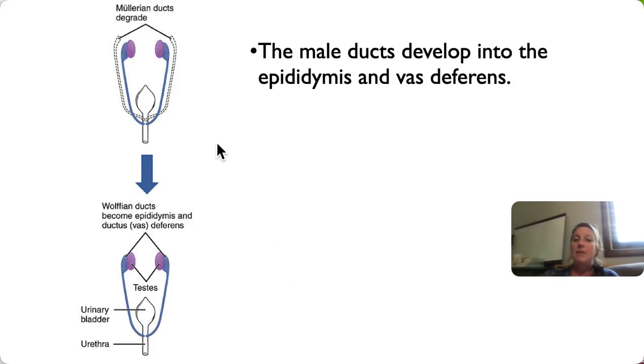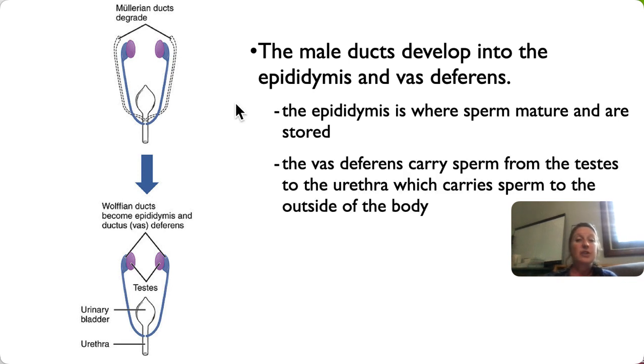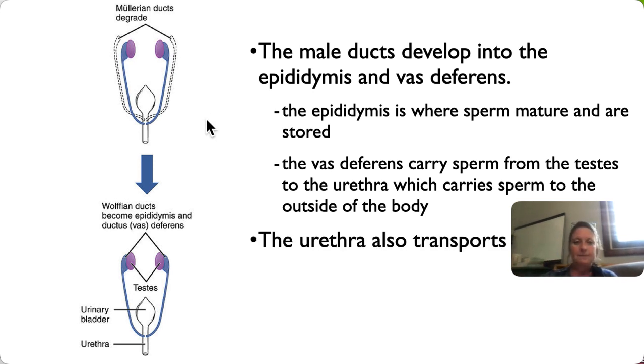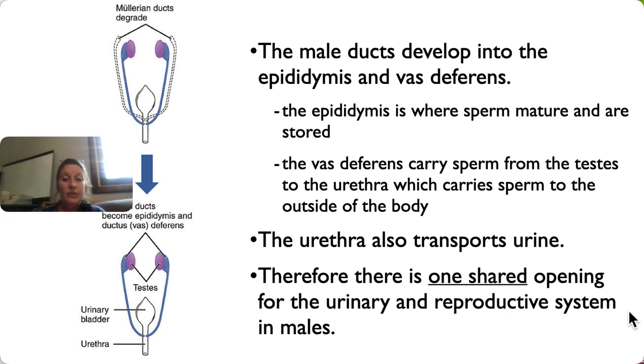Now, the male ducts, the Wolffian ducts, eventually develop into the epididymis and the vas deferens. The epididymis is where the sperm mature and are stored until ejaculation, and the vas deferens are the tubes that carry the sperm from the epididymis to the urethra, which is going to be how they get out of the body. The urethra also transports urine. So in males, there is one shared opening for the urinary system and the reproductive system.